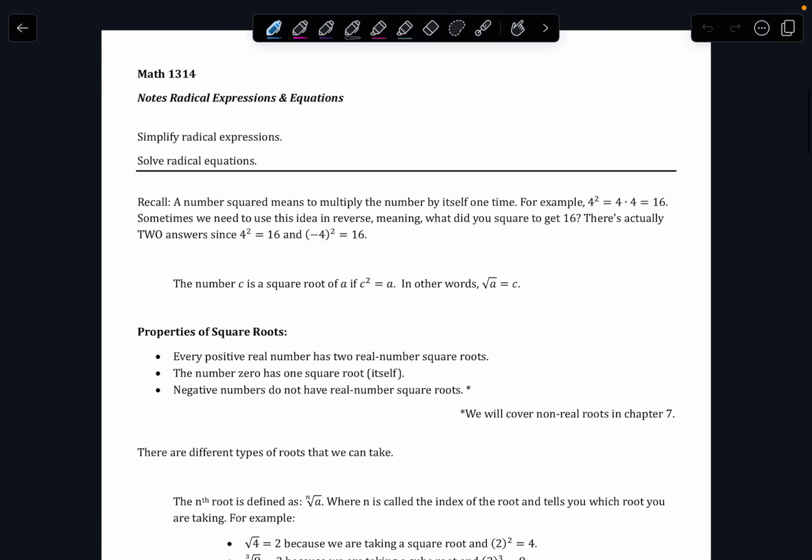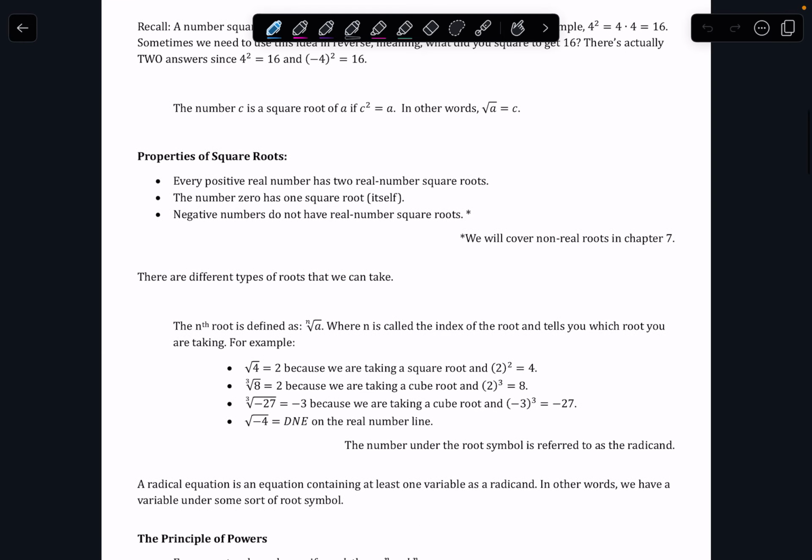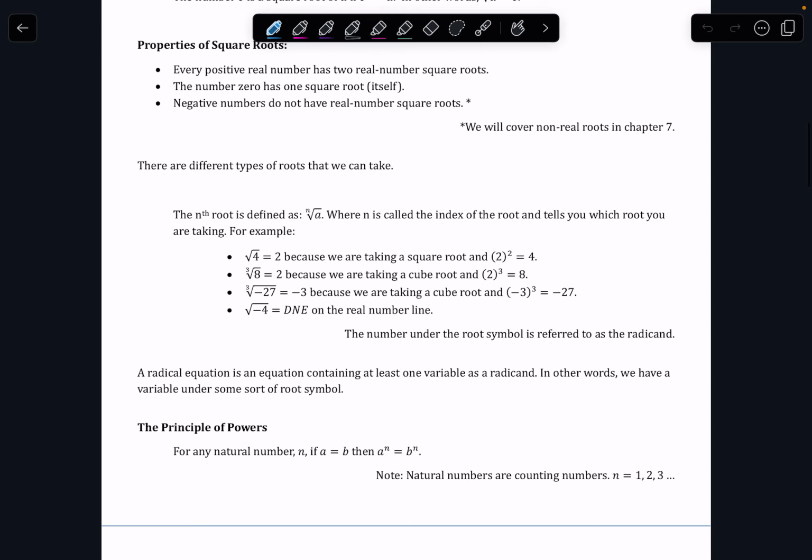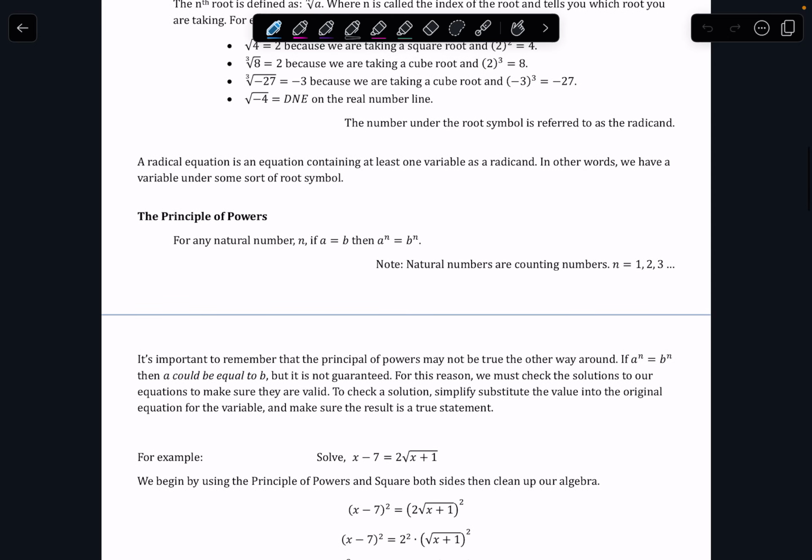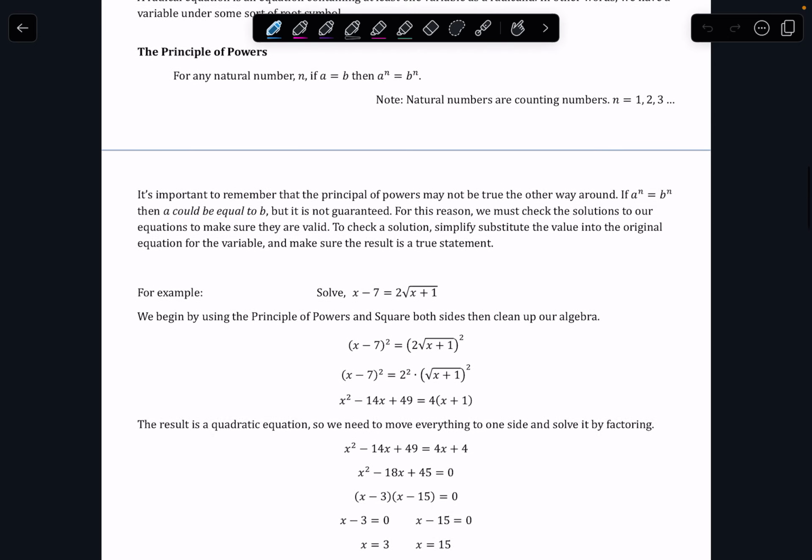Right, solving radical equations. Be careful of your types of roots, square roots versus cube roots. Even roots, you've got to double check to make sure your solutions work. Odd roots, you're fine, you can just keep on going. There are some examples in here, so read through those.